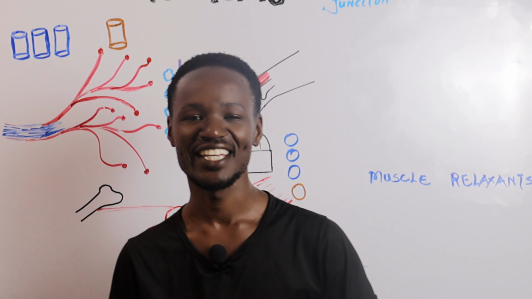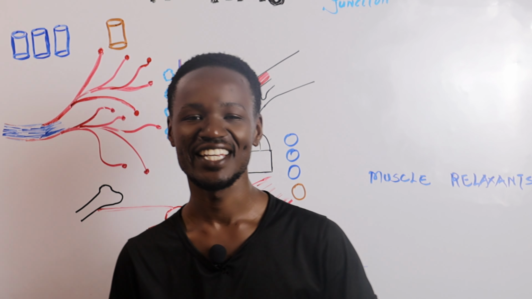Hi, in this video, let's talk about the NMJ, or the neuromuscular junction. The NMJ is where the nerve tells the muscle to contract. And you can see here that I've drawn the neuron, and this is the motor neuron.